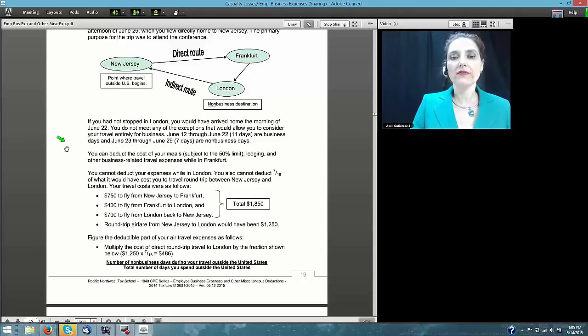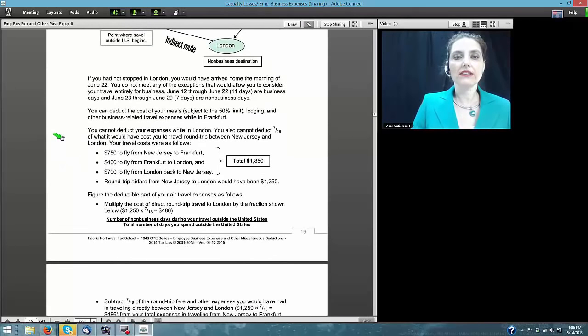You can deduct the cost of your meals subject to the 50% limit, the lodging and the other business-related travel expenses for while you were in Frankfurt. But you cannot deduct your expenses while you were in London. That makes total sense. You also cannot deduct 7/18 of what it would have cost you to travel round trip between New Jersey and London.